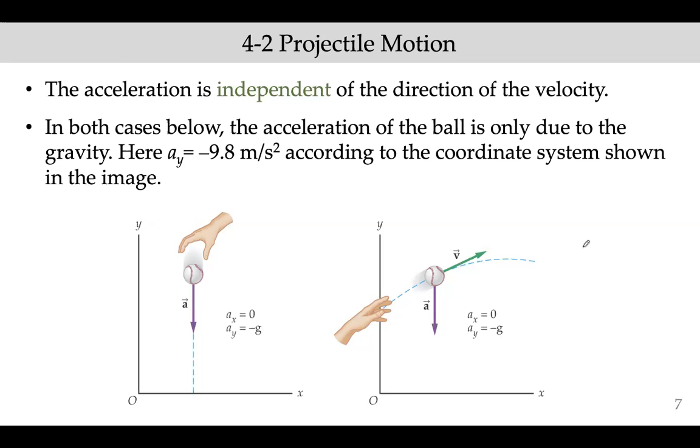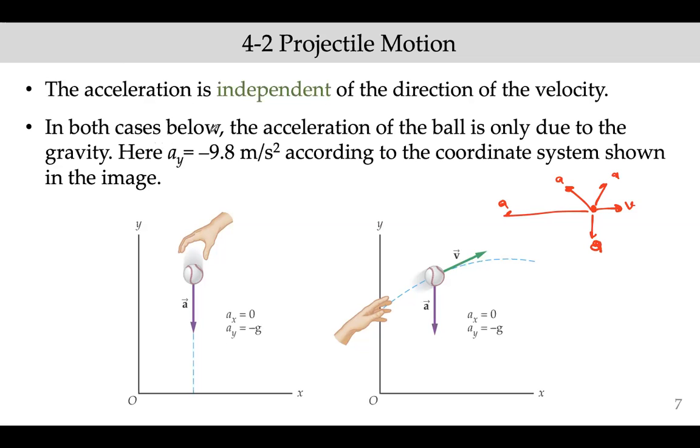Okay, the acceleration is independent of the direction of the velocity. What does it mean? It basically means, let's say you have an object that goes in this direction, the acceleration doesn't have to be in the same direction. So acceleration could be in this direction or in this direction, or maybe in the opposite direction, of a large magnitude. So it could be in any direction, okay?